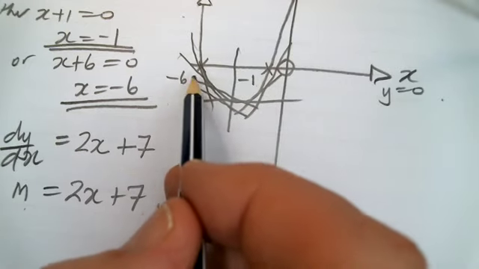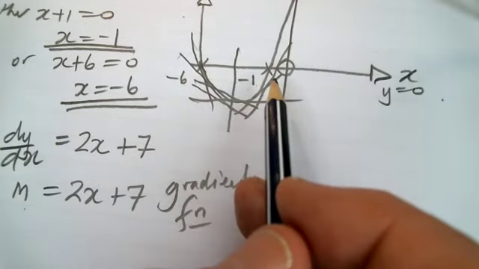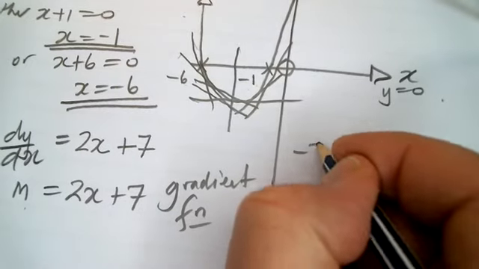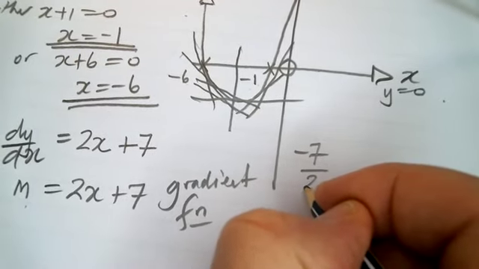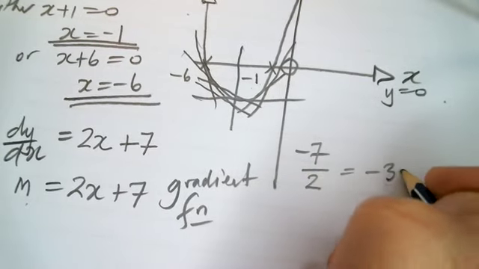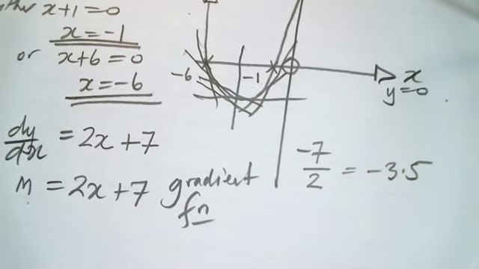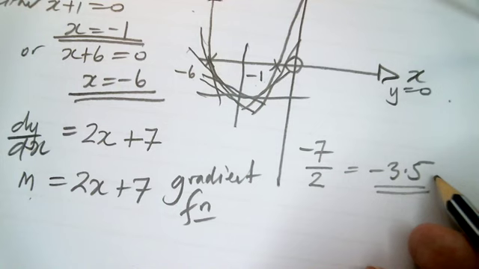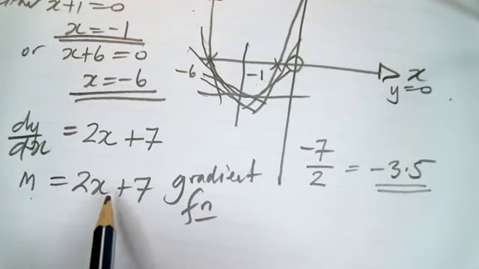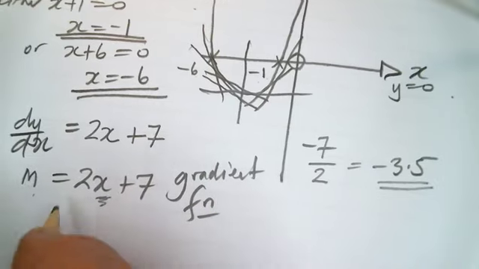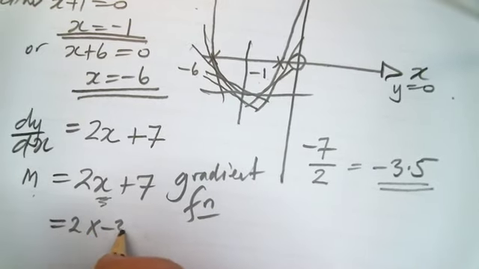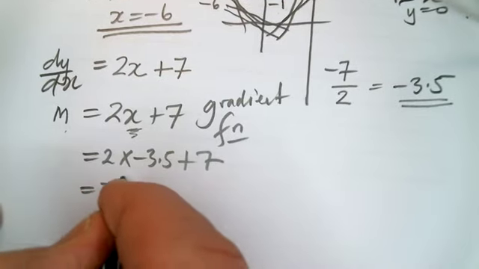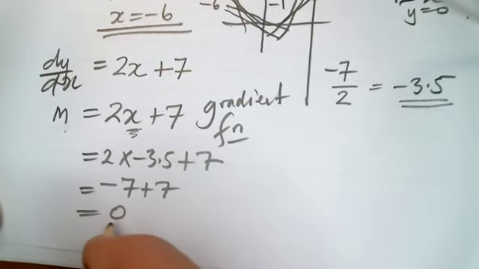Well, I could just add these 2 points together. -6 and -1 is going to be -7. So if I take my -7 and I divide that by 2, I'm going to have -3.5. And what we've just found, of course, is the halfway point. So the halfway point is -3.5. So let's see, what would happen if I put -3.5 for an x value? Well, m is equal to 2 times -3.5 plus 7. Well, 2 lots of -3.5 is -7. So I've got -7 plus 7, which is 0.